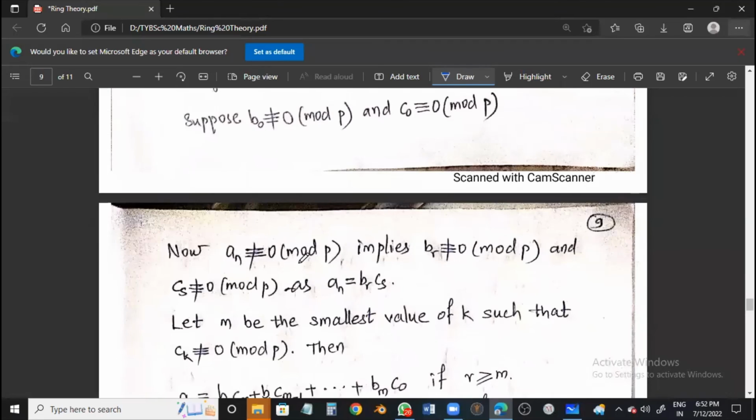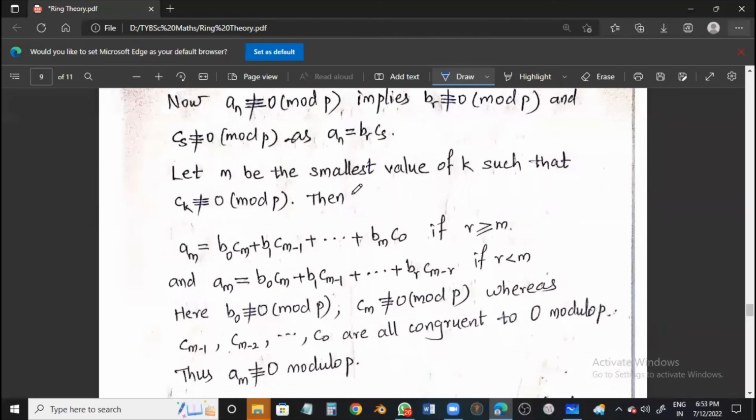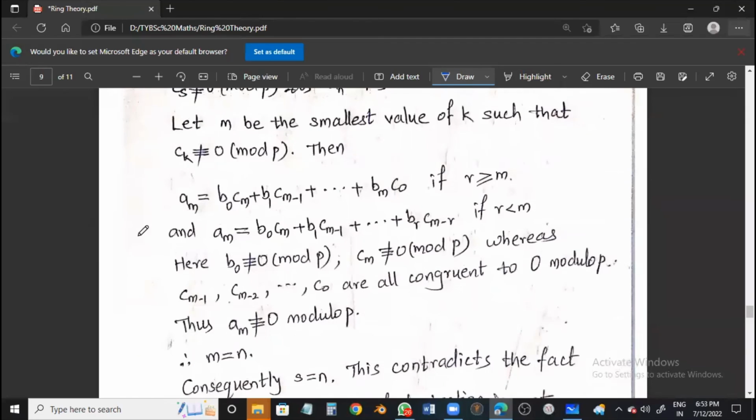So this actually implies b_r is not congruent to 0 mod p. For c_s, the leading terms, they are not congruent. So a_n is also the product of b_r and c_s. Now m is the smallest value of k. We are assuming that c_k is not congruent modulo p. So we write this way. a_m becomes the product, this particular sum, if r is greater than or equal to m. And whenever r is less than m, we get this kind of product. So actually here you have to multiply the polynomials, then you'll come to know what I said.